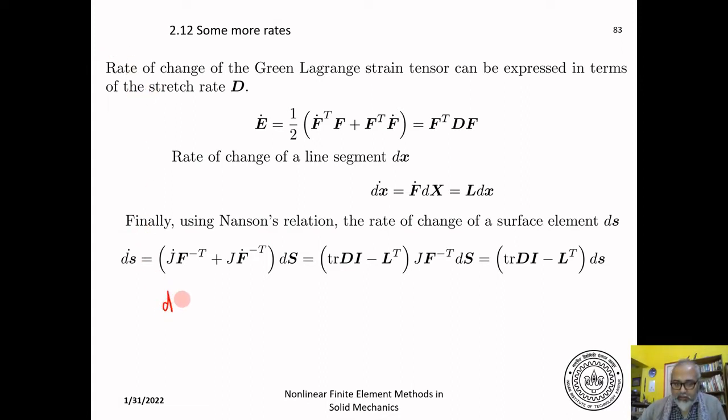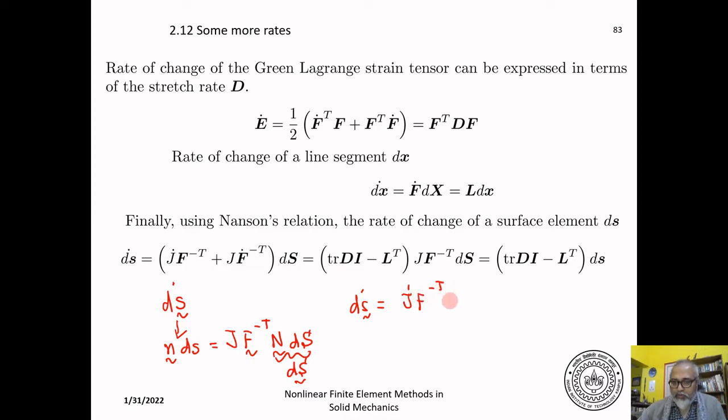Similarly, we can use Nanson's relation to find the rate of change of a surface element in the deformed configuration, ds dot. Remember, ds dot is n times d, the scalar area s, and that is related through Nanson's relation to the corresponding scalar area N d capital S, which we had called d capital S vector in the undeformed configuration. So if you now want ds dot, you have J dot F minus transpose plus J F minus transpose dot times d capital S. d capital S is obviously not a function of time.